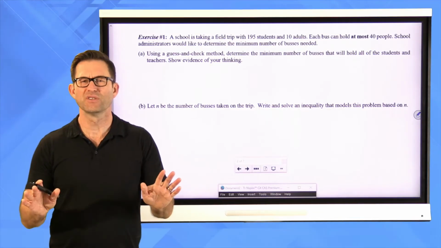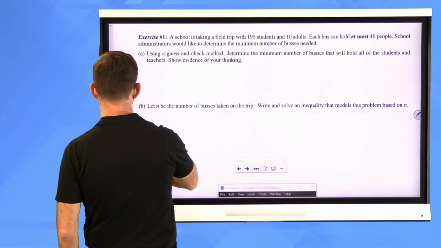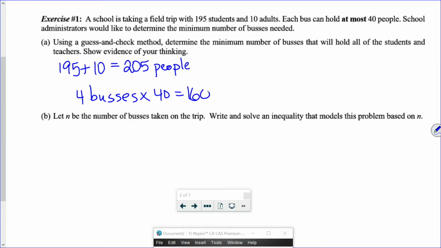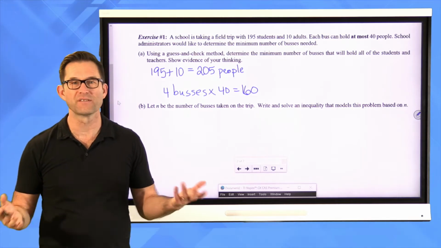Well, just to establish this, we need to bring 195 plus 10, or 205 people. All right, that's simple enough. So, well, let's see. Each bus can hold 40 people. So let's go with 4 buses, right? If I go with 4 buses, times 40 people, I get 160, right? So that is not big enough. 4 buses isn't big enough.